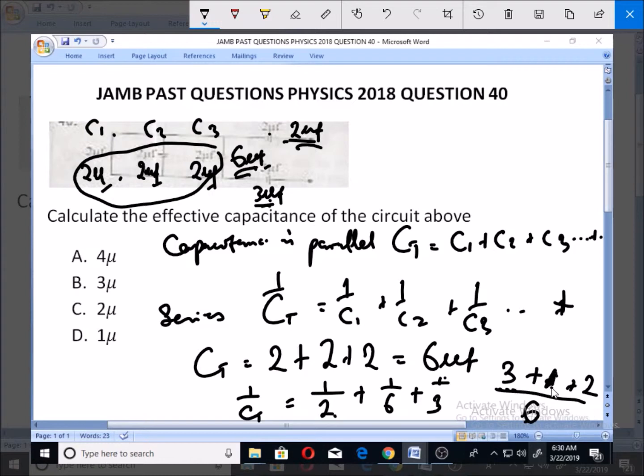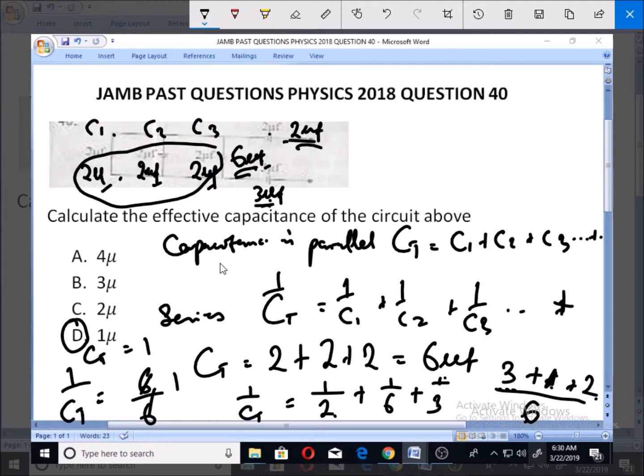3 plus 1 is 4. 4 plus 2 is 6. So we have 6 over 6. That is 1 over CT is equal to 6 over 6. And 6 over 6 is the same thing as 1. And reciprocal of 1, making CT the subject, CT is also equal to 1. So the answer is D, 1.